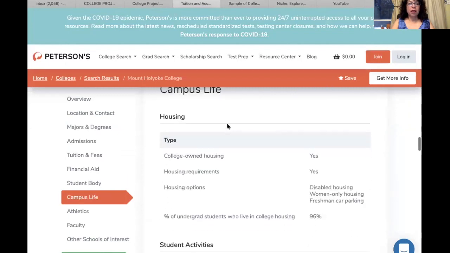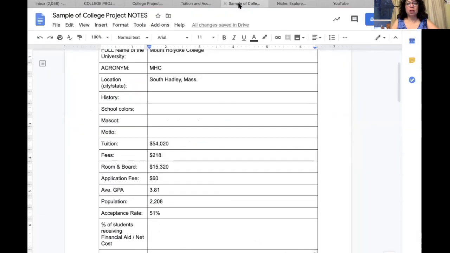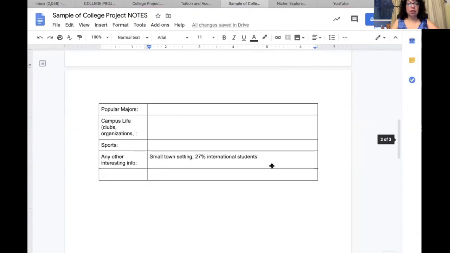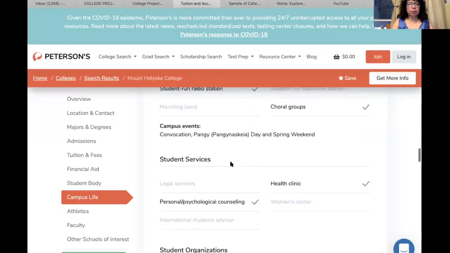Campus life. Okay, here we go. How many undergrads or how many students live on campus college housing, like they don't live in apartments? 96%. So we're going to put that down here. 96% live on campus. That's almost all of the students living on the campus. All right, so let's keep going.